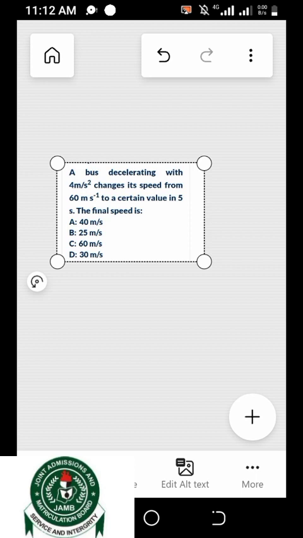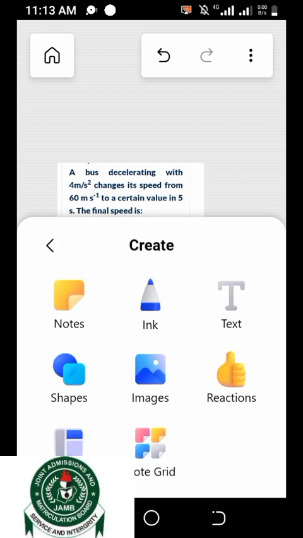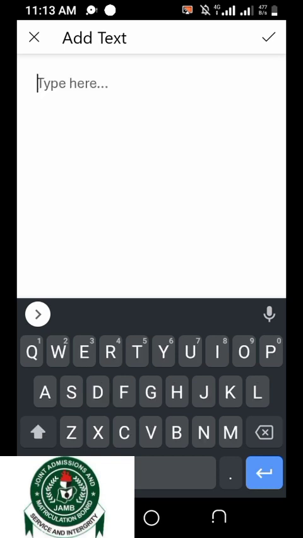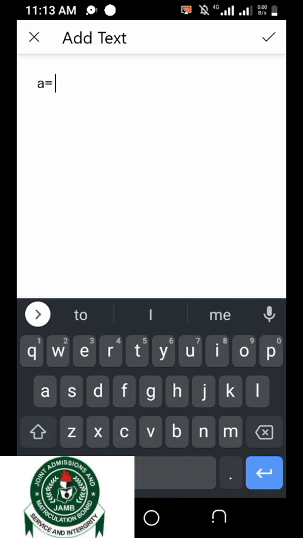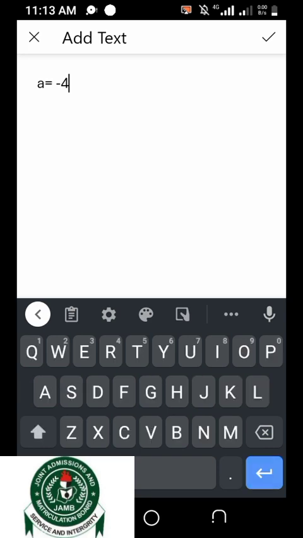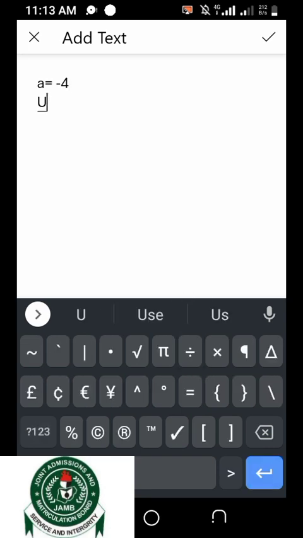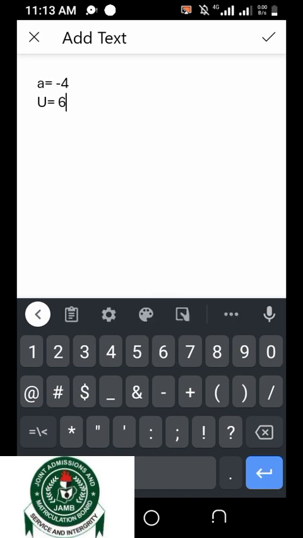It can also be seen as velocity. And the final speed is to a certain level. Because it literally has direction, it can be seen as velocity. So to a certain value in 5 seconds. So our time is 5 seconds. So the final speed, and we're looking for v. This is a very simple question because we have our acceleration a as minus 4 because it is decelerating, and u because it has direction as 60.